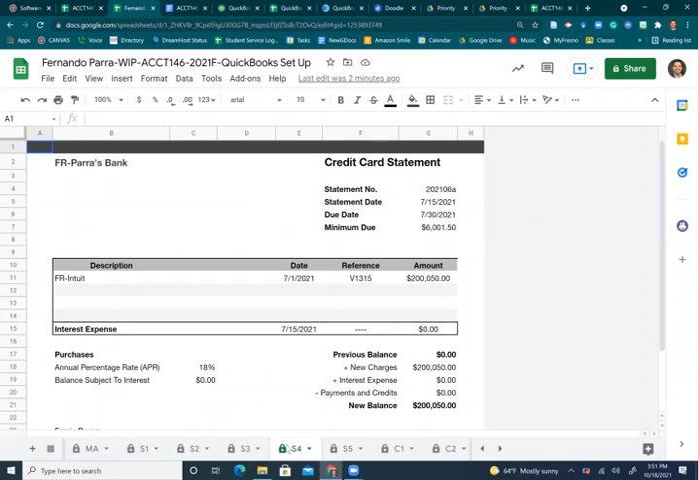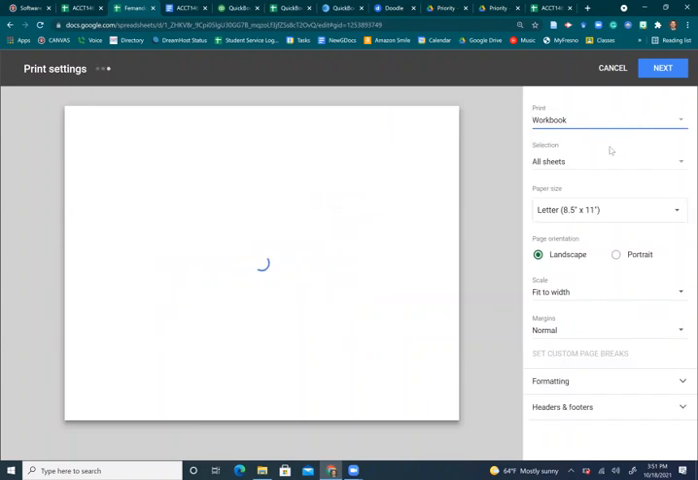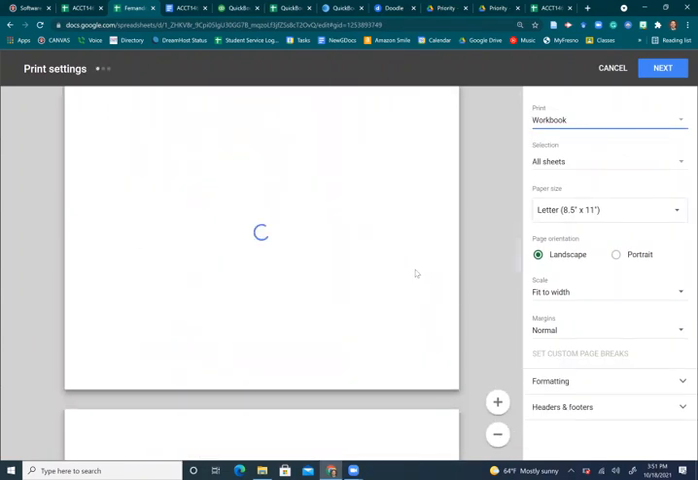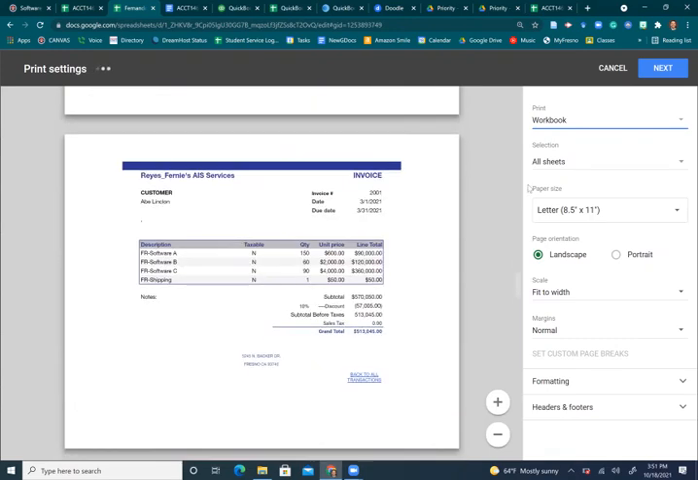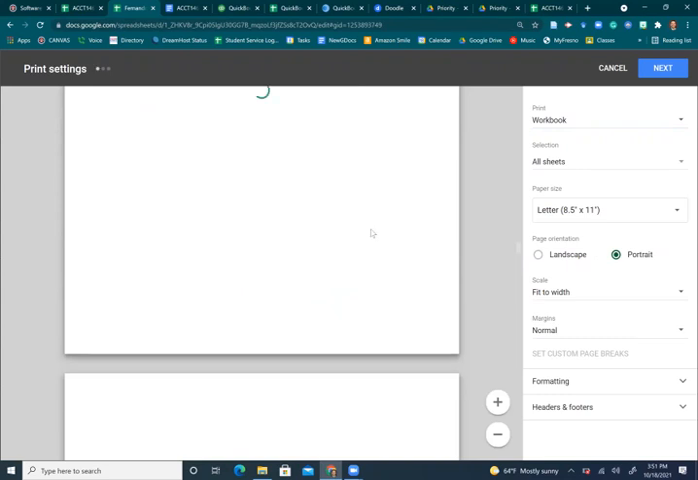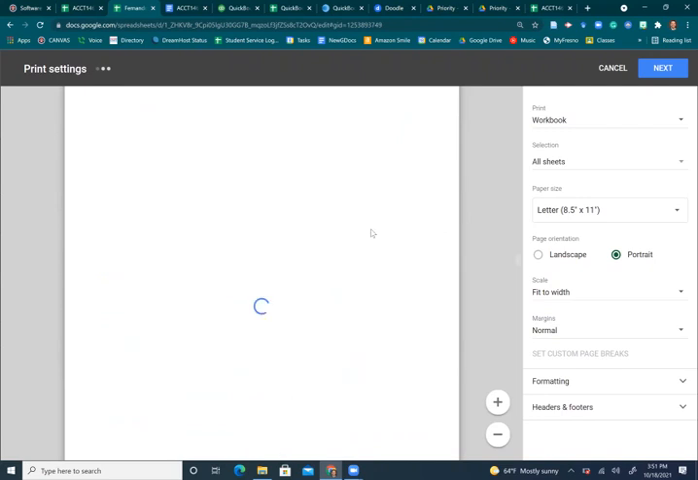So you're going to have to print all these and say, I want to print all the workbooks, right? And that's going to give you all the transactions, and you should probably do a portrait. They should give you the bills, the invoices, the receipts, the checks that you have to turn. Right? And so each one of these will give you how to get it done.